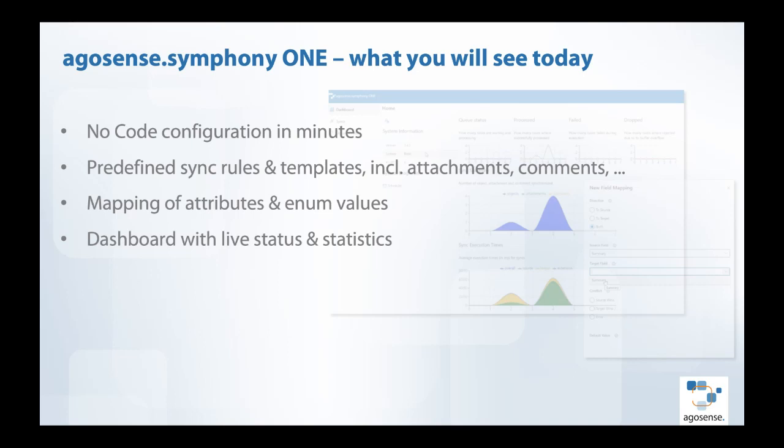You can see our dashboard with live status and statistics. We have numerous ways of error handling, and I think we're improving that from version to version with agosense Symphony, so that it's very easy for you to follow up if anything is not working. Is there any connection problem, or maybe any mandatory field not considered in the synchronization, whatever, so that you can clearly see that in the error messages we are delivering to you as the administrator.